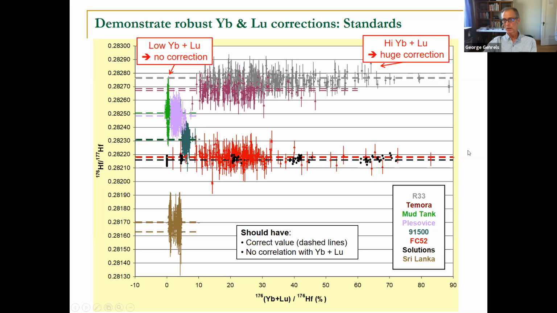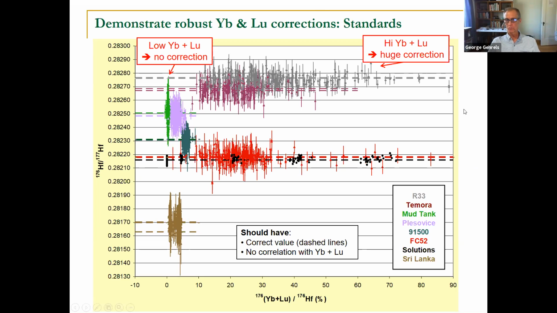So this would be the second plot that you'd like to see from the laboratory. Show me your standard plot, and you want to be able to see that these are perfectly straight lines. If any of those corrections are not being done quite right, the slope will not be horizontal, and then you'll have a bias in your data. The more lutetium, ytterbium you have, the farther you are off from the right hafnium isotope value. So this is all about standard calibration.